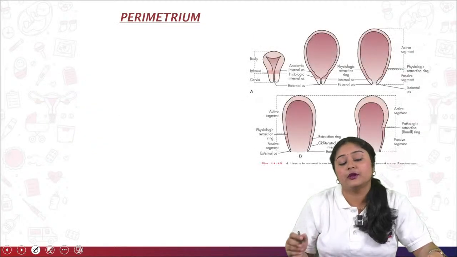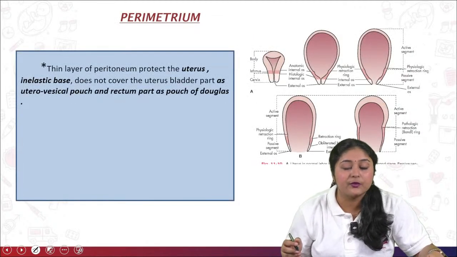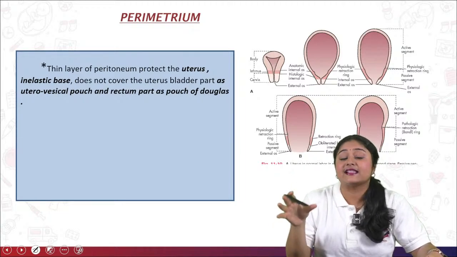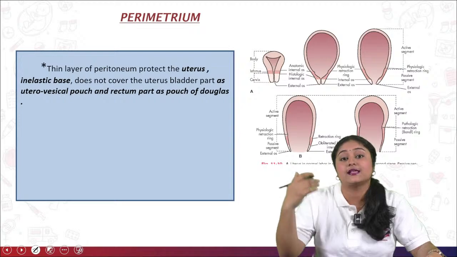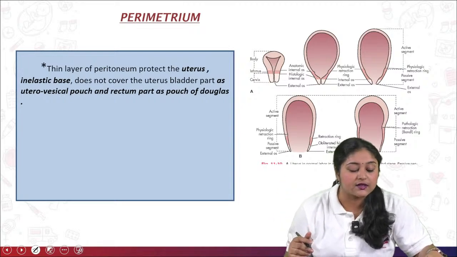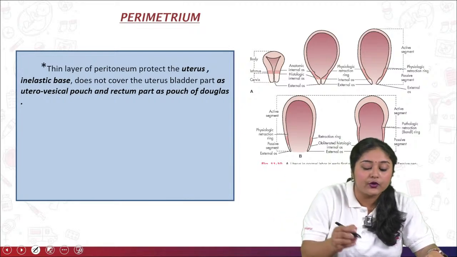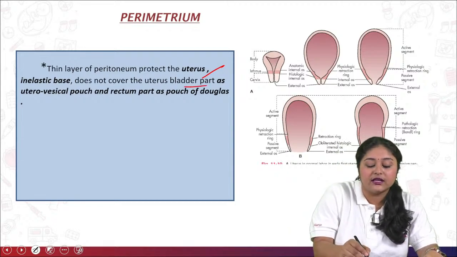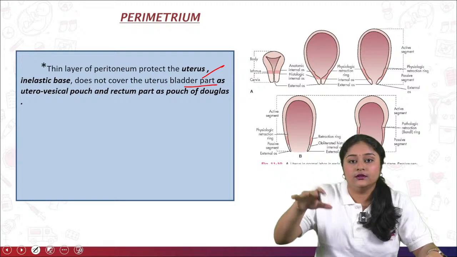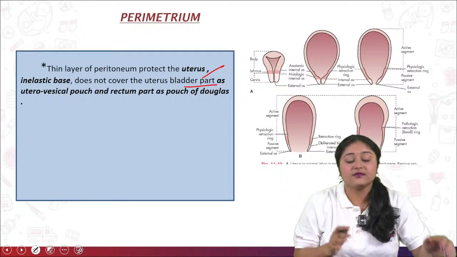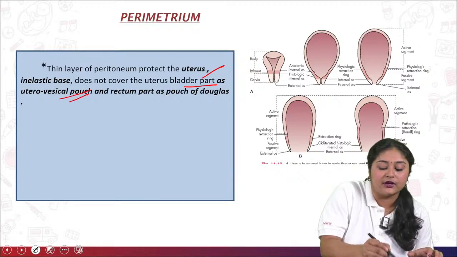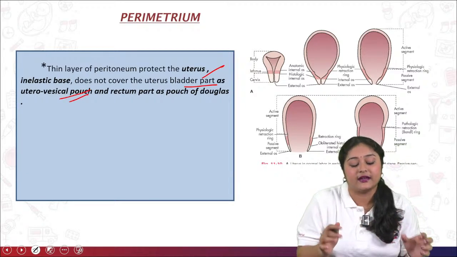Now let's come to the perimetrium. Remember, the perimetrium is a thin layer of peritoneum which protects the uterus, covering the upper and lower segments of the uterus. It is inelastic and doesn't cover the bladder part, which forms the uterovesical pouch, and at the rectum part it forms the pouch of Douglas.